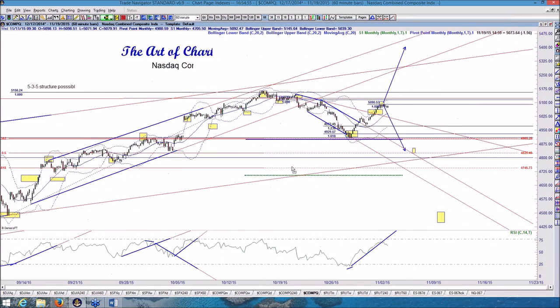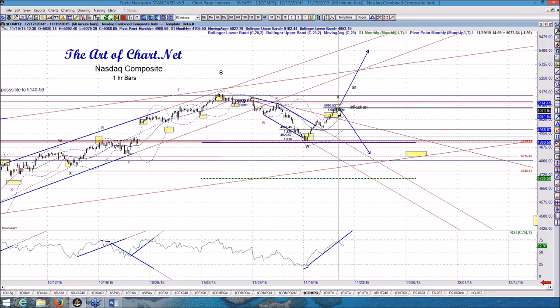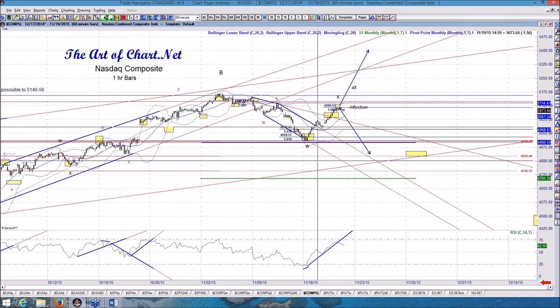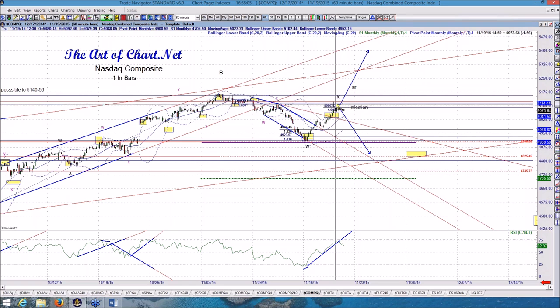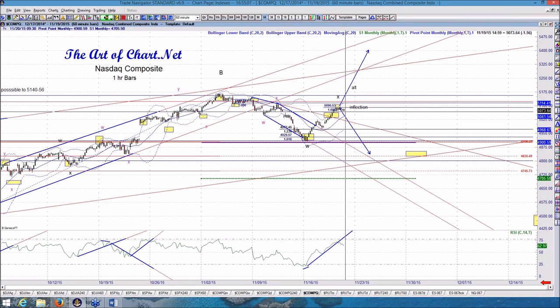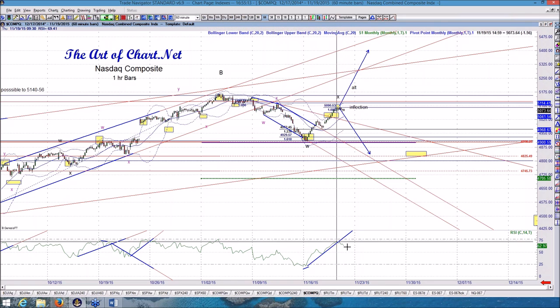NASDAQ. We called this number last night and we hit that number. We are at an inflection point right now on the NASDAQ. The NASDAQ tends to be a step ahead of everybody else, so 5090. We have a reversal pattern right there. That looks like a little bit of a head and shoulders on a shorter term basis. We have a break of the RSI price cycle.